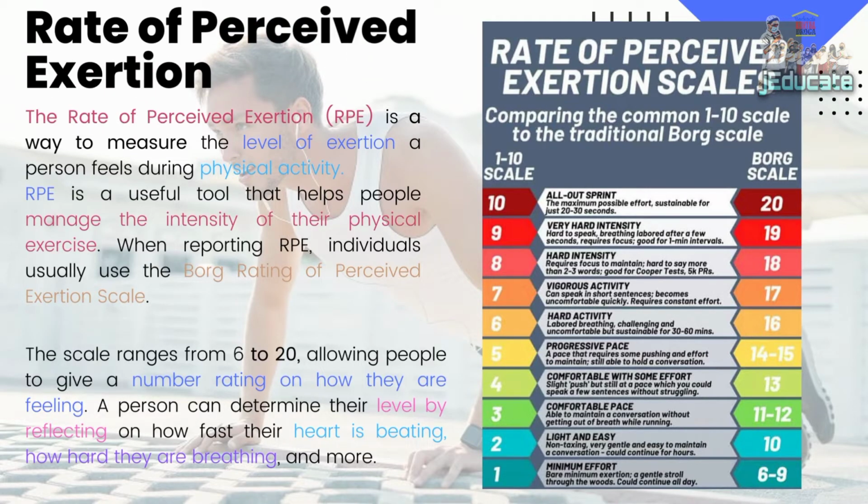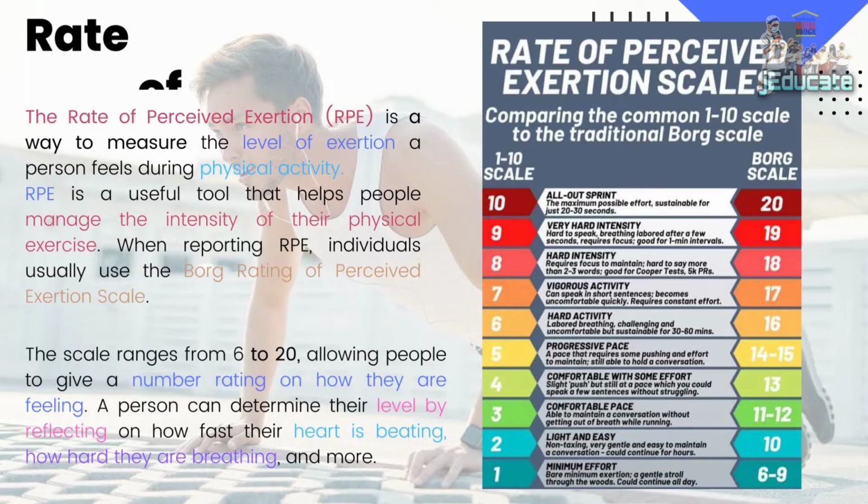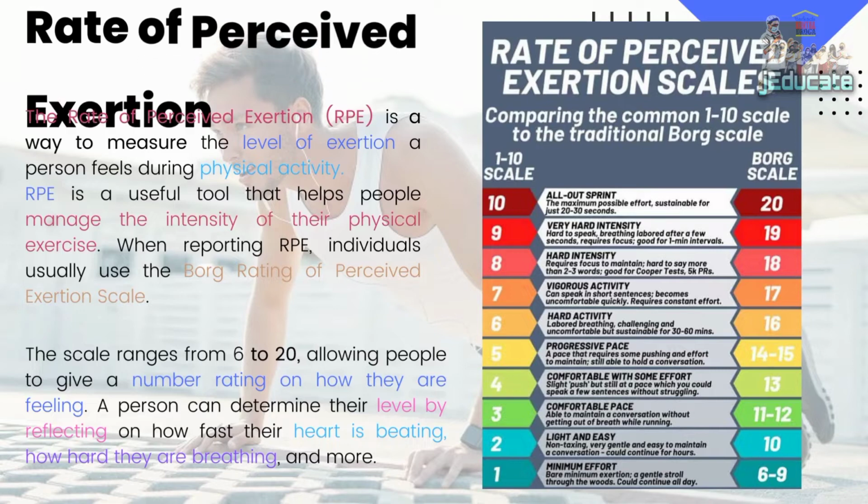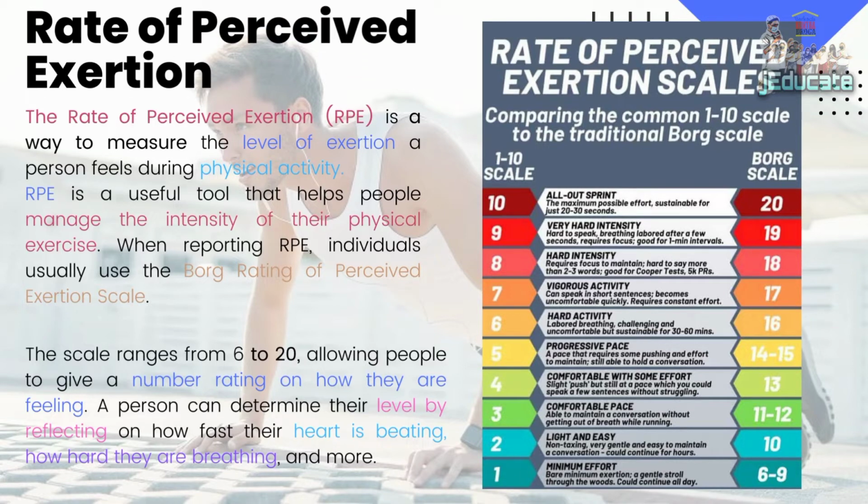Number 4 is equivalent to 13 in Borg scale, which means comfortable with some effort. Number 3 is equivalent to 11 to 12 Borg scale, which means comfortable pace. Number 2 is equivalent to 10 in Borg scale, which means light and easy. Number 1 is equivalent to 6 to 9 Borg scale, which means minimum effort.